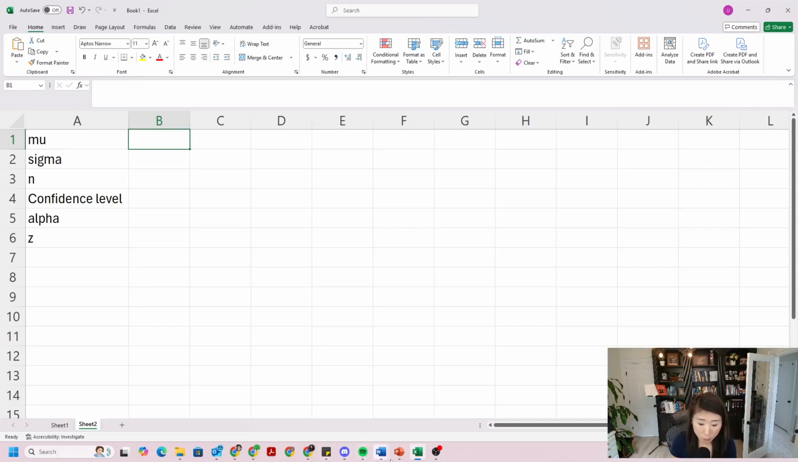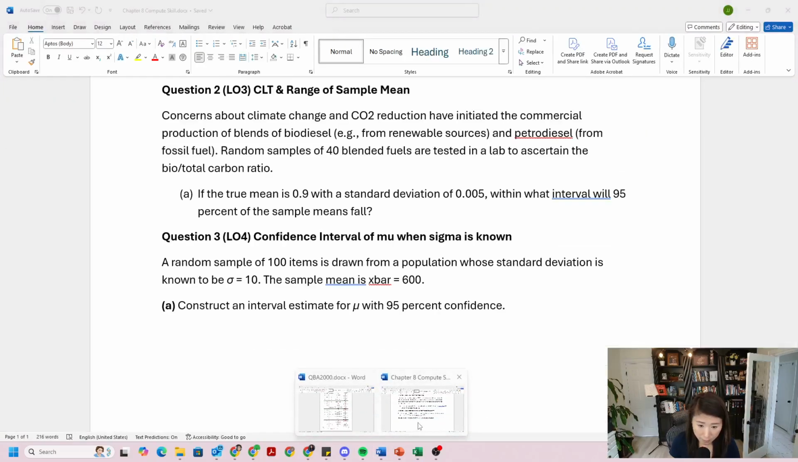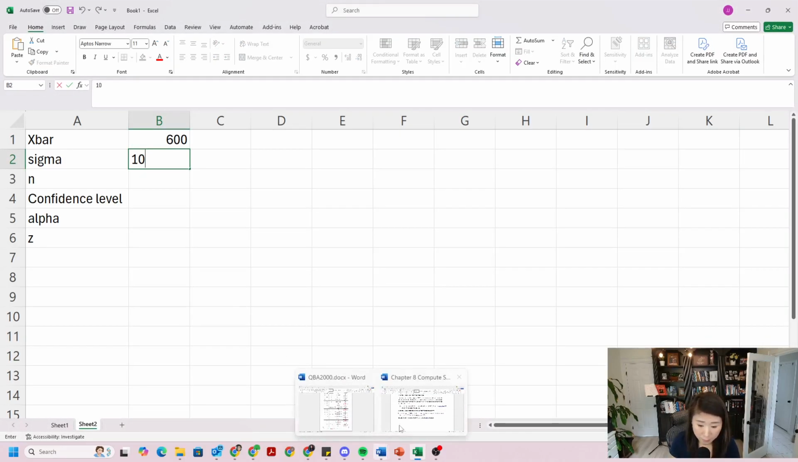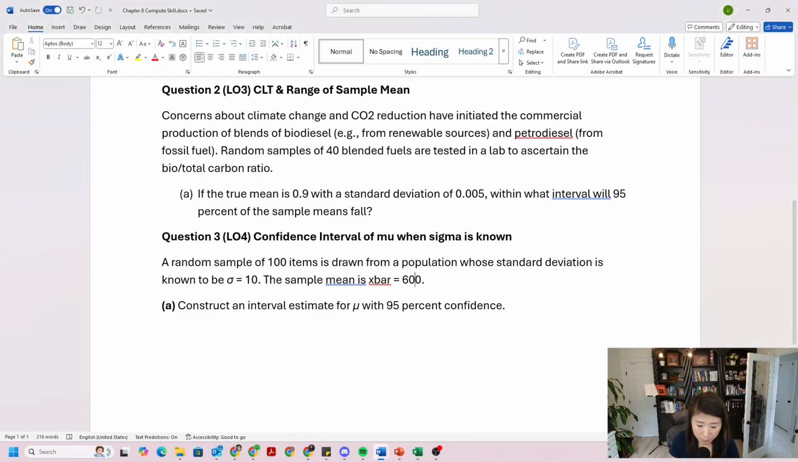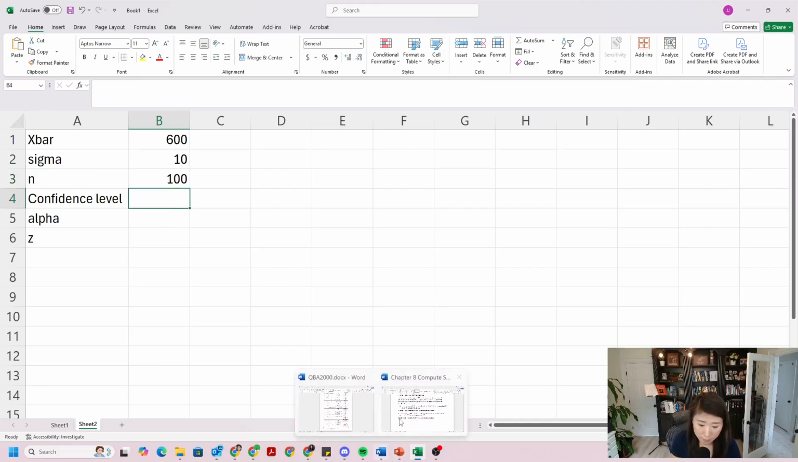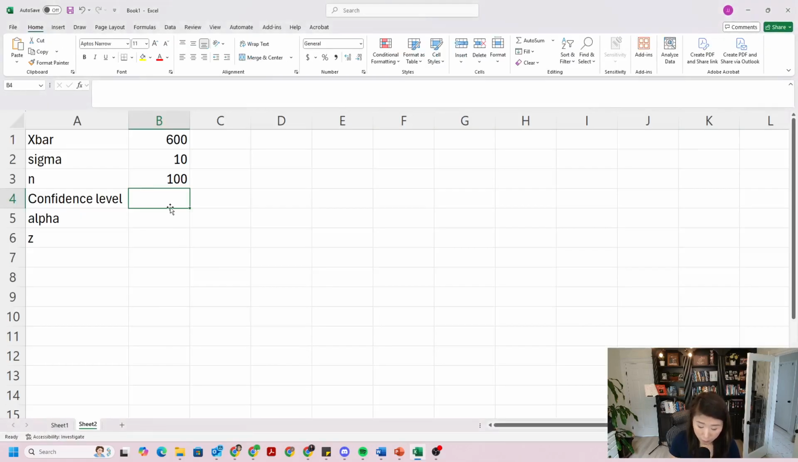So for the sample, we don't know mu, we actually know the value for x bar. So the x bar value is equal to 600. Then my population standard deviation sigma is equal to 10. And then my sample size is equal to 100. And then the confidence level, as this question says, is 95%, which is 0.95.